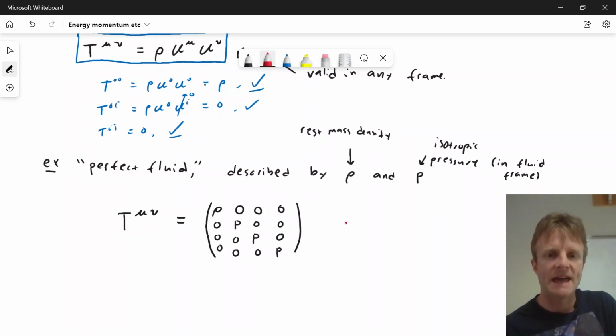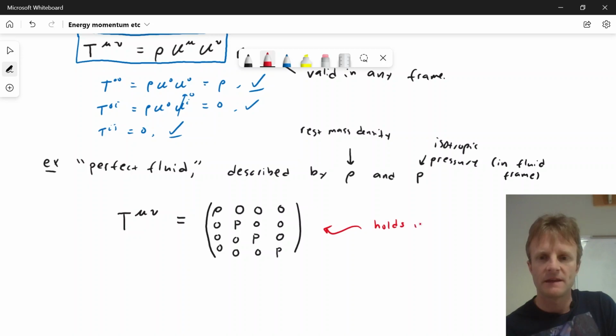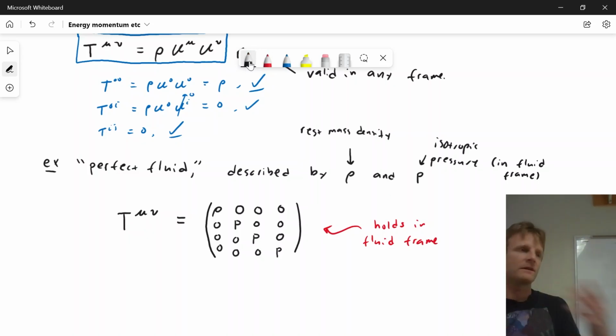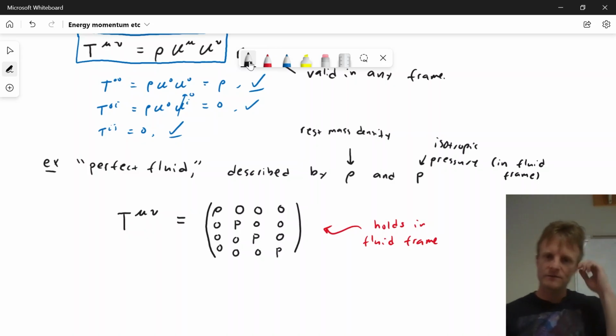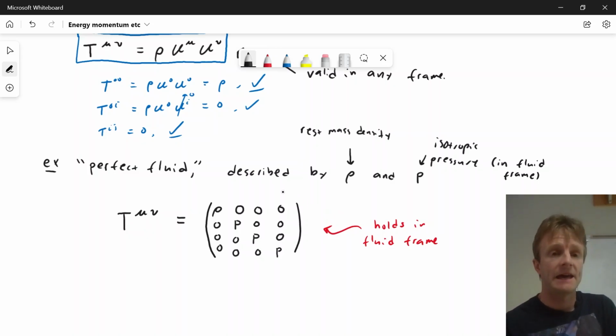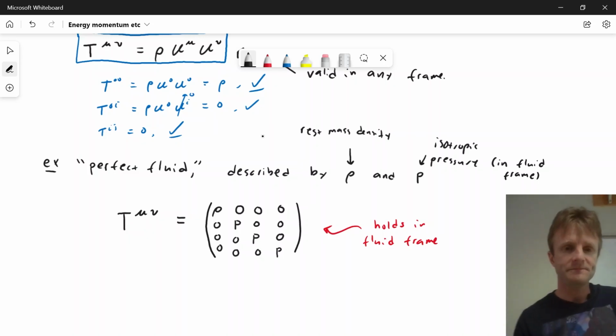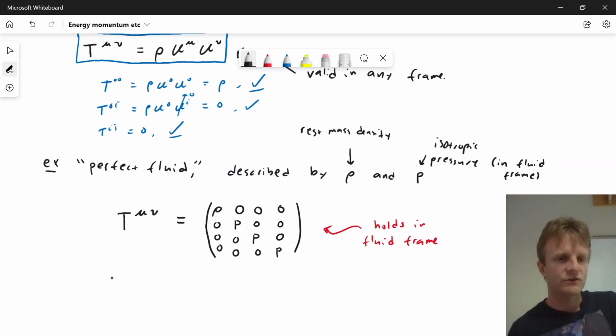So this again holds in the fluid frame. One special frame that we single out because we think a fluid has such a frame where the mean velocity is 0, for example. And then we try to do the same game of finding a tensorial expression. And this one is actually a little trickier to find. I'm going to tell it to you and then we'll check it.